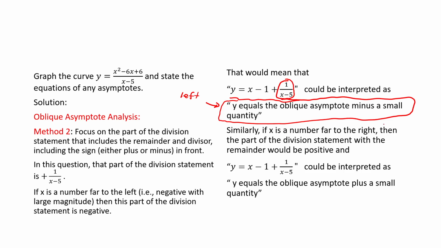Let's take a look to the far right. Suppose right here, we let x be a number far to the right. Well, we know that the equation of our curve is y equals x minus 1 plus 1 over x minus 5. If I'm letting x be a number to the far right, this is going to be positive. So I'll be saying x minus 1 plus something, which could be interpreted as saying y is equal to the oblique asymptote plus a small quantity.